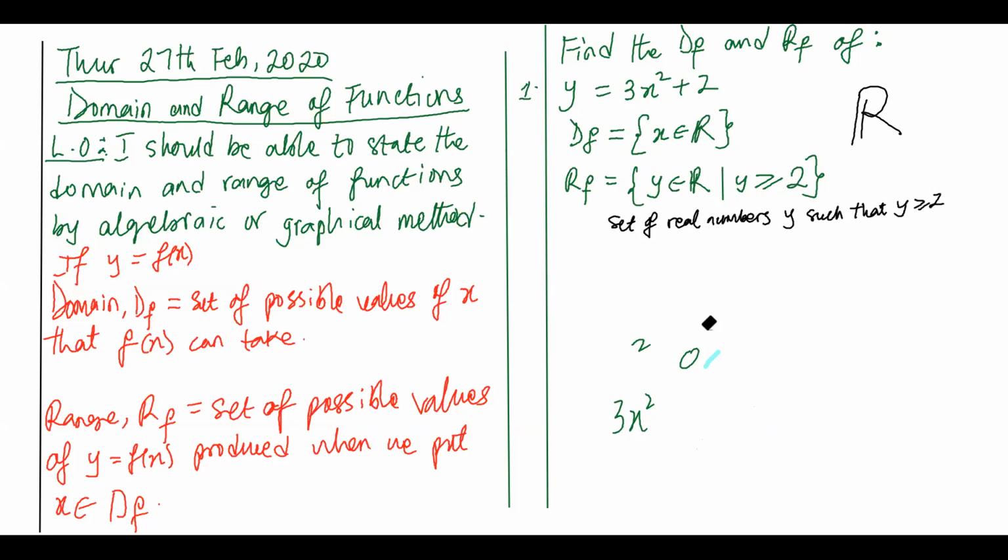So algebraically, you can always find your domain. Graphically, you can always find your domain. Let's see, what if we have a positive square root function? Positive square root.